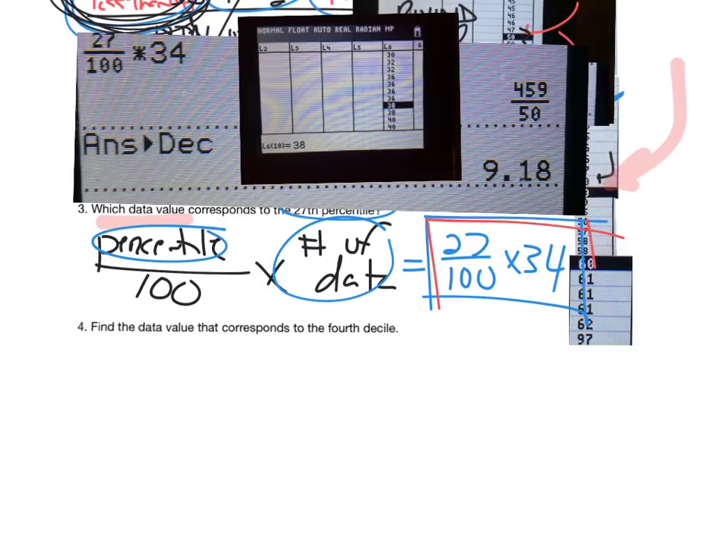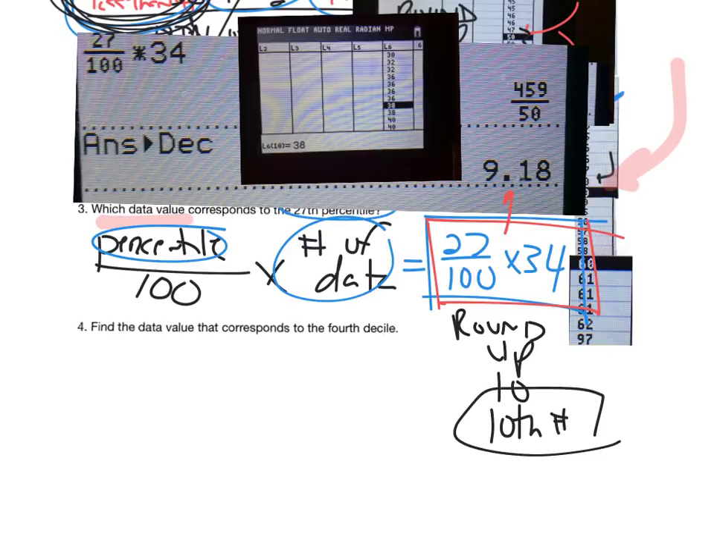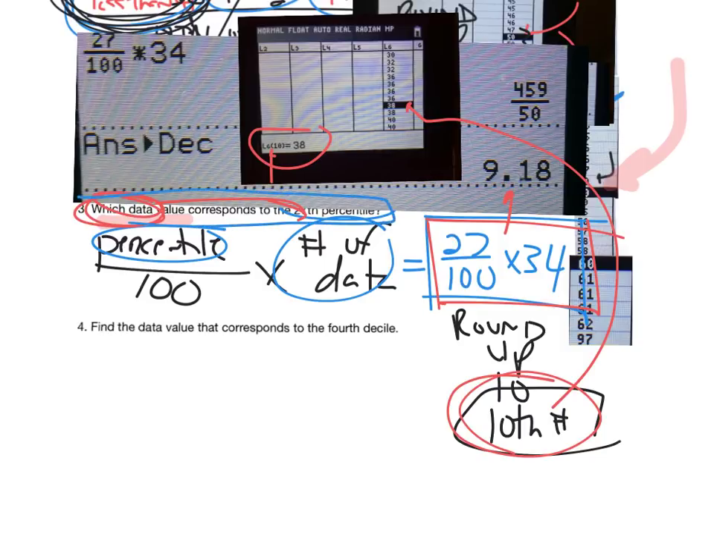When we do that on our calculator and then convert it into a decimal, we're left with 9.18. We're going to round up to 10. So what does that mean? Is our answer 10? No. That means the 10th number in our list, provided your list is sorted in ascending order, is the data value that corresponds to the 27th percentile. So here the 10th number in our list is the number 38 because it's in the 10th spot. So which data value corresponds to the 27th percentile? Here it's the data value 38. So our answer is 38.